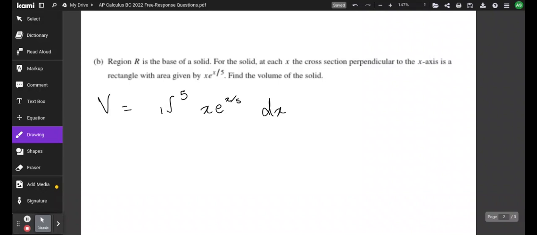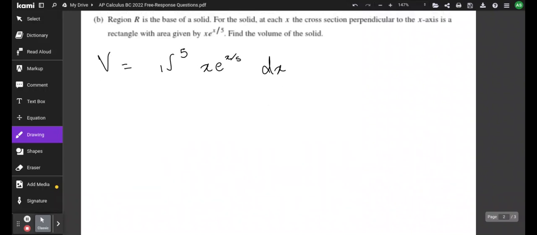So now we begin to solve. And the technique to solve this integral is integration by parts. So our u is x, our dv is e to the x over 5, which goes to v equals 5 e to the x over 5. And our du is 1. So now we can correctly do integration by parts.